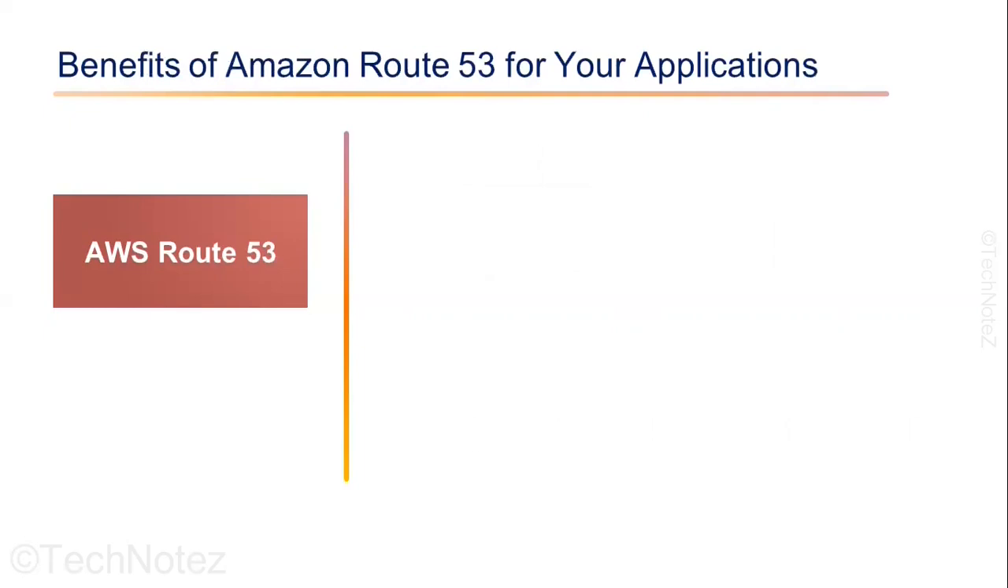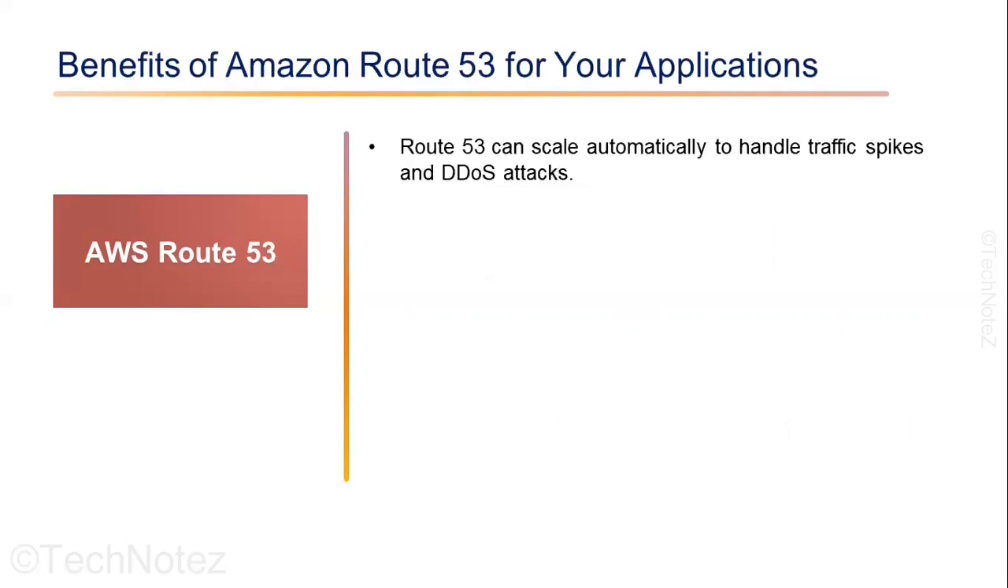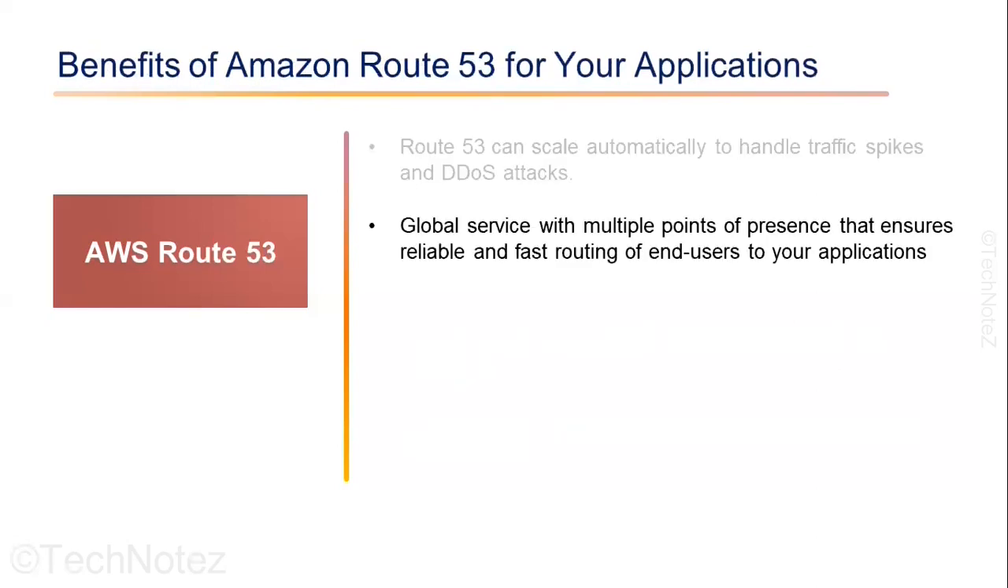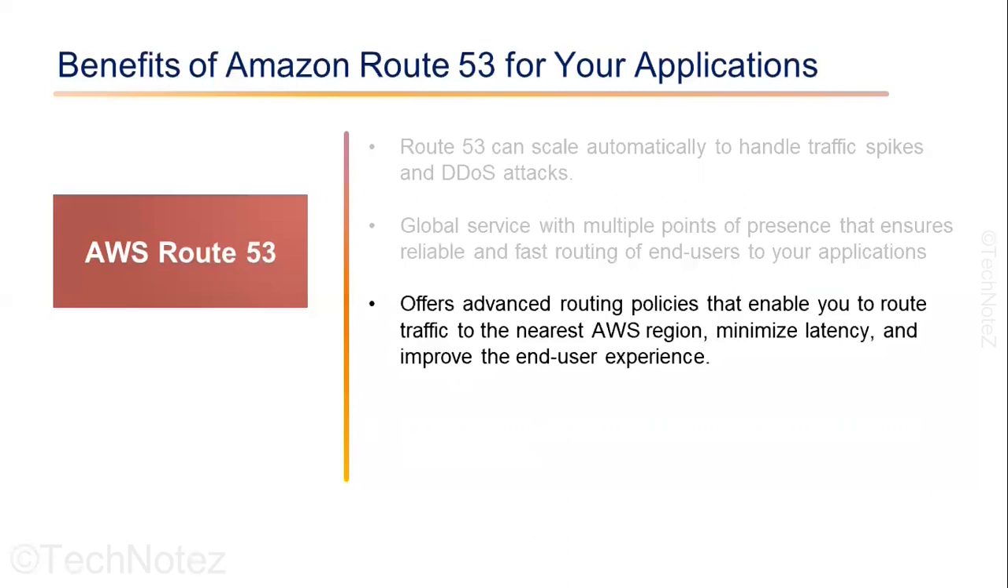AWS Route 53 offers several benefits compared to the traditional DNS system. Scalability. Route 53 is designed to handle millions of requests per second and can scale automatically to handle traffic spikes and DDoS attacks. Route 53 is a globally distributed service with multiple points of presence that ensure the reliable and fast routing of applications. Performance. Route 53 offers advanced routing policies that enable you to route the traffic to the nearest AWS regions, minimize the latency, and improve the end user's experience.